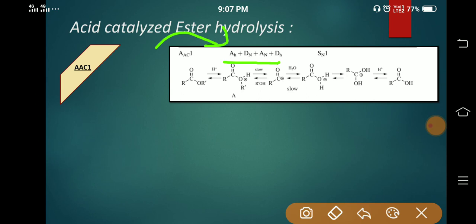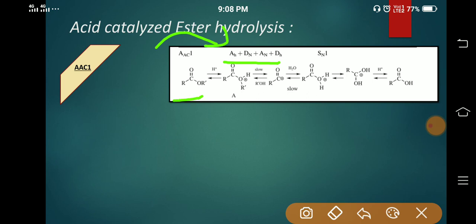So, this AH represents association of proton, then DN represents dissociation of nucleophile, later on AN represents association of nucleophile and then DH represents dissociation of proton. So, we can see these only 4 terms can explain the mechanism.